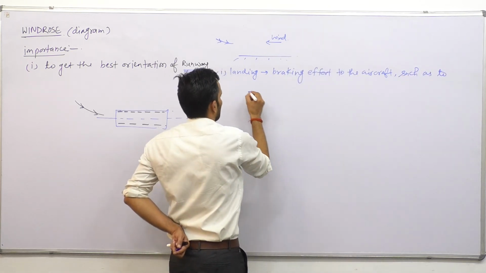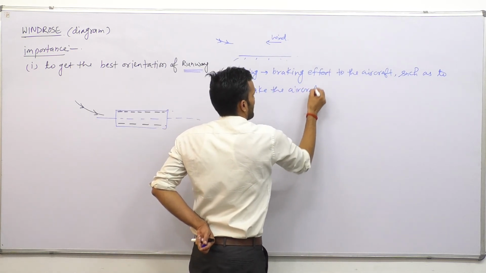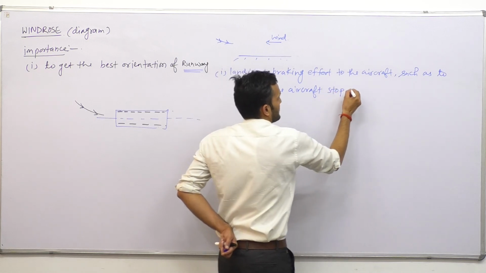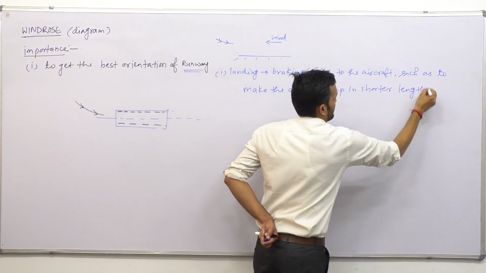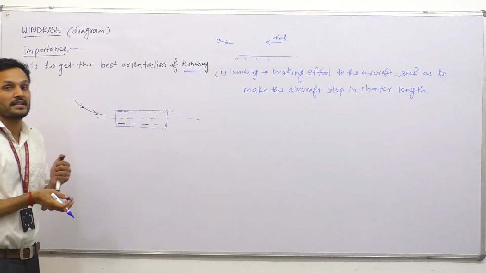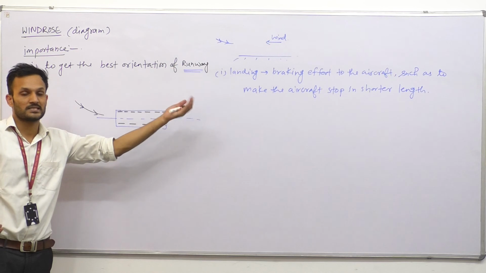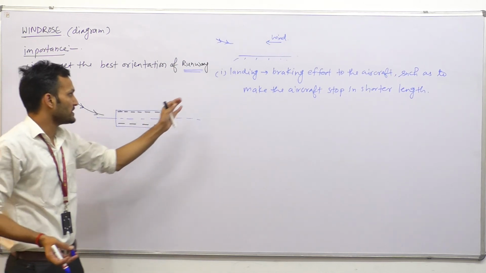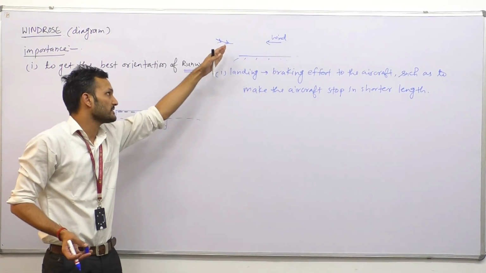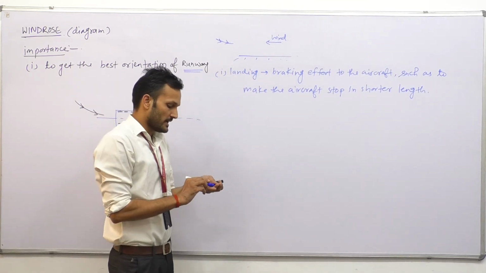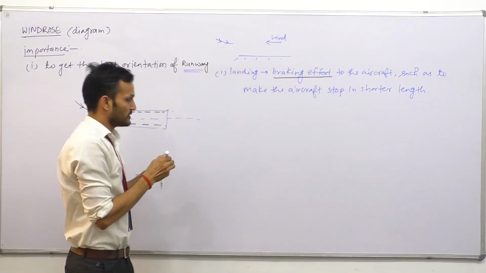Such as to make the aircraft stop in shorter length. So I think the first point is very clear: why we are interested in understanding the behavioral properties of wind coming from the head side of the aircraft. The first point is the landing case. When the aircraft is going to land and the winds are coming from the head direction, it will produce a braking effort, and that effort makes the length of runway shorter.